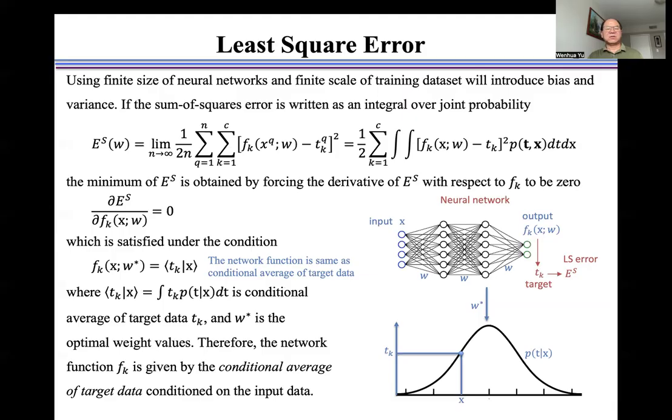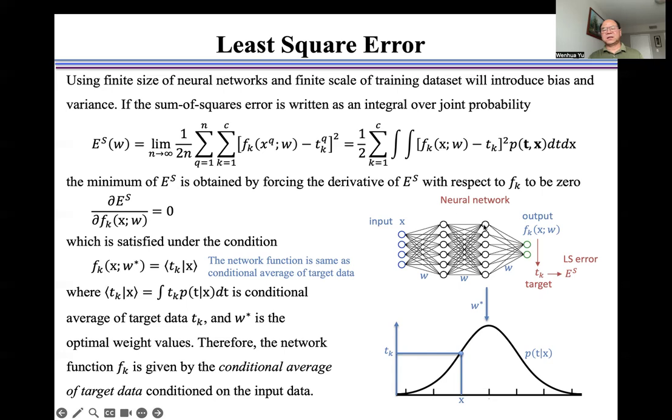If the sum of squares error is written as an integral over the joint probability as shown here, the minimum of E_S is obtained by forcing the derivative of E_S with respect to F_k to be 0 as shown here, which is satisfied under the condition, where <t_k|x> is a conditional average of target data t_k and W asterisk is the optimal weight values. Therefore, the network function F_k is given by the conditional average of target data conditioned on the input data as shown here.